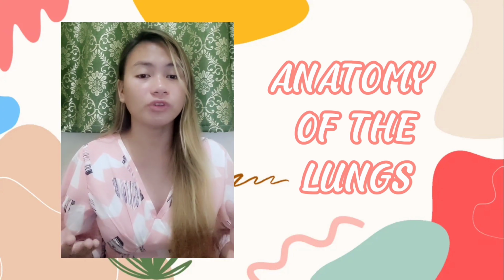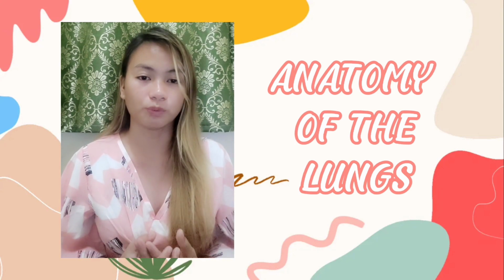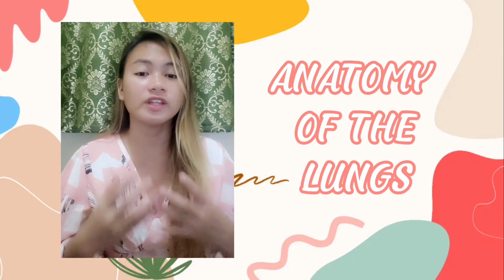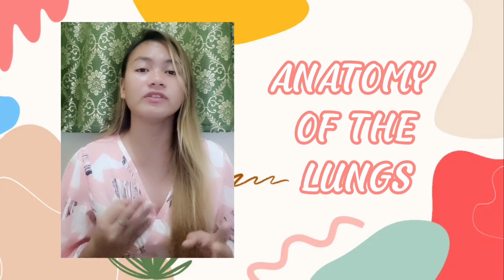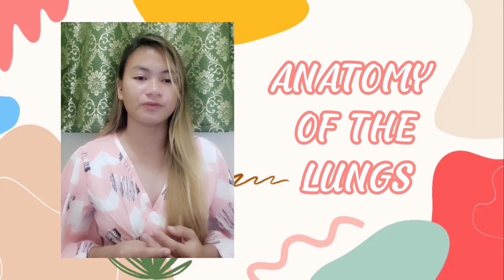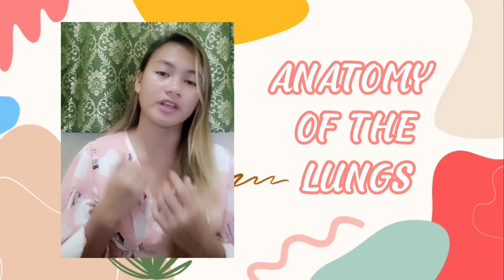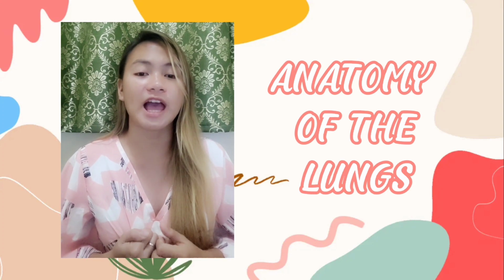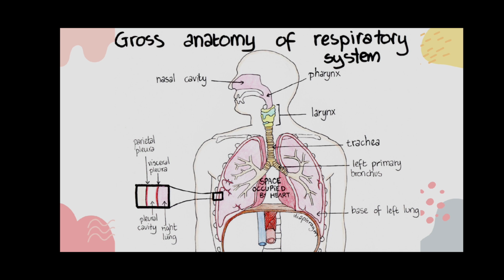Did you know that the lungs are separated by the mediastinum? This area contains the heart, the trachea, the esophagus, and lymph nodes. So that's it for the anatomy of the lungs. And let's proceed to the next topic. For this moment, I will discuss the gross anatomy of the respiratory system.